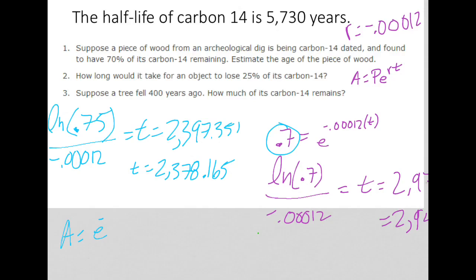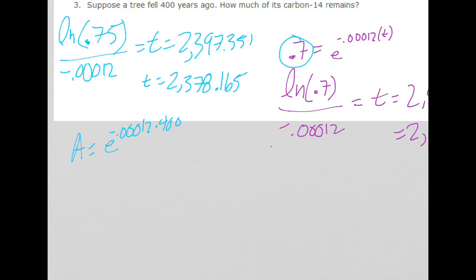which is again negative 0.00012, times time, and it was 400 years. So we're going to crunch that, and again, I'm going to give you both answers.